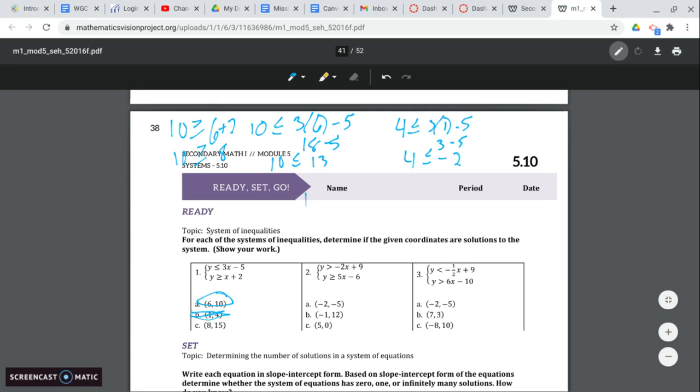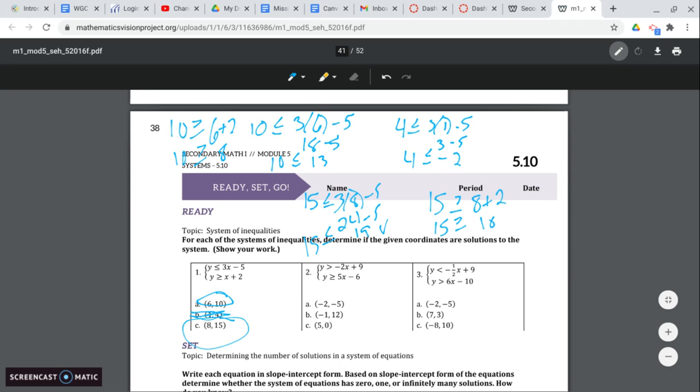So we have 15 is less than or equal to 3 times 8 minus 5. 3 times 8 is 24, minus 5 is 19. Is 19 greater than or equal to 15? Is that true? Yes, it is. So then we check the second one. 15 is greater than or equal to 8 plus 2. So 15 is greater than or equal to 10. That is also true. So A and C are our answers for the first one.